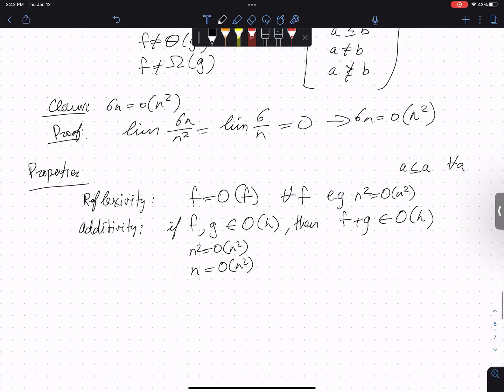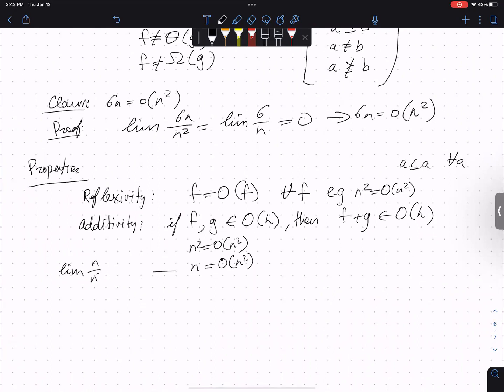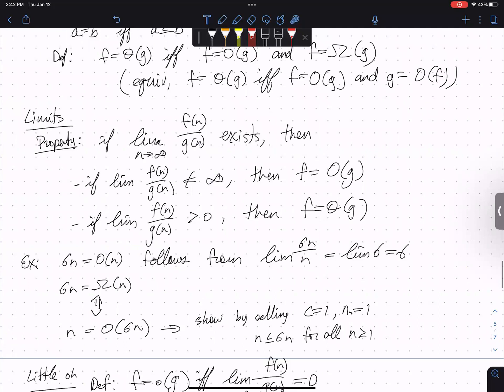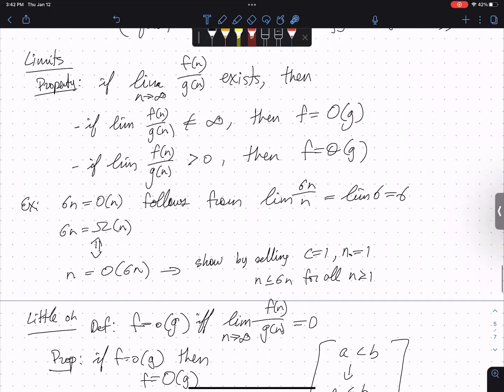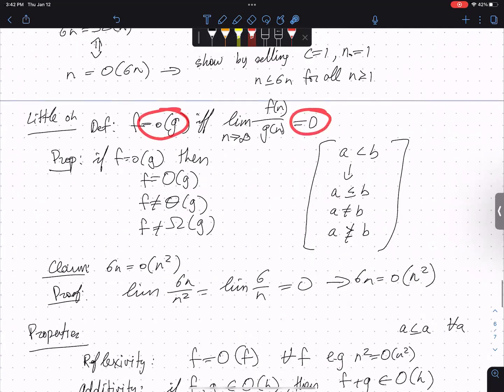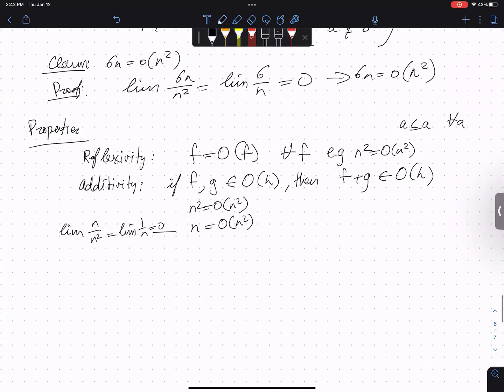We didn't show it, but for example, you can show it by saying limit of n over n squared. This is limit of 1 over n. This is 0. So that implies, going to our properties, that the limit is not infinity, then f is big O of g. It's even stronger. It's actually little o of g. If it's 0, it's little o of g. But we don't need that for this example.